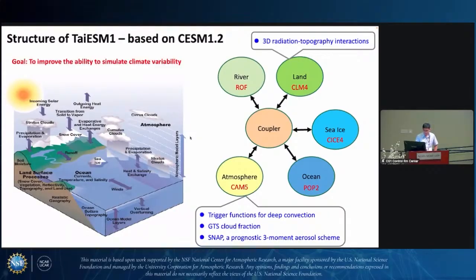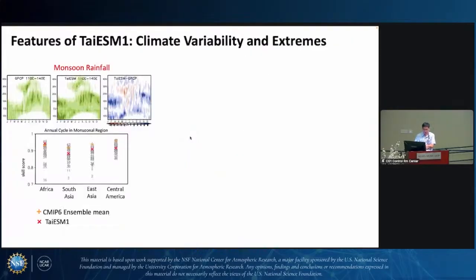So, our goal is to improve the ability to simulate the climate variability in the spatial and also temporal scale. There are some features of CESM that meet our goal to improve the simulation of variability. For example, the monsoon rainfall in four major monsoon regions, such as Africa, South Asia, East Asia, and Central America.